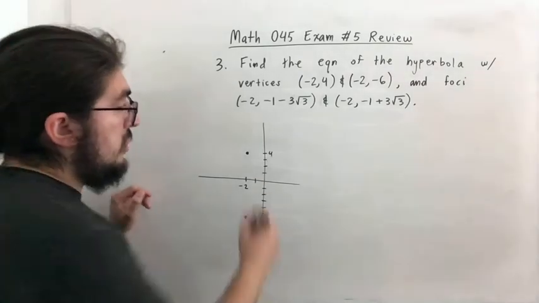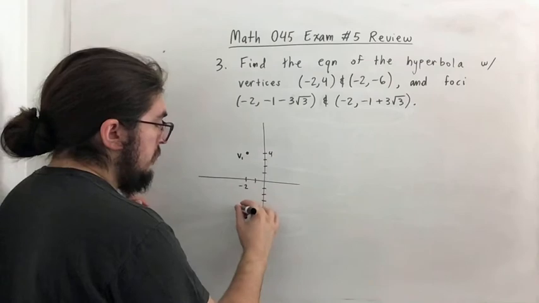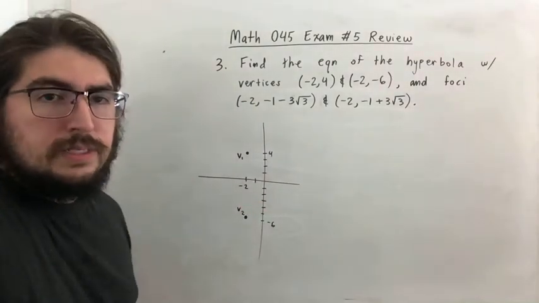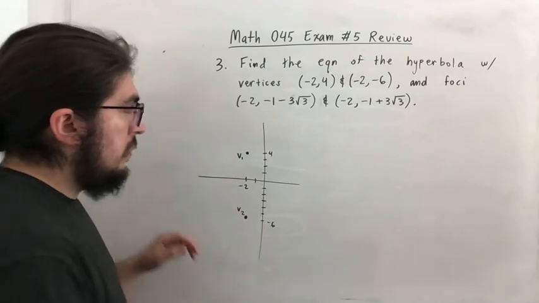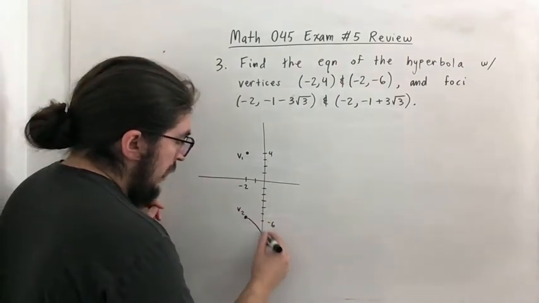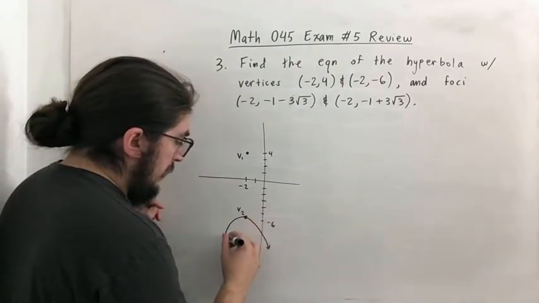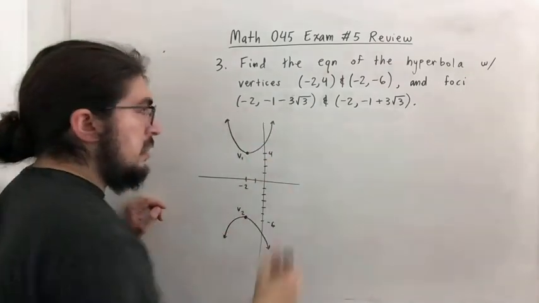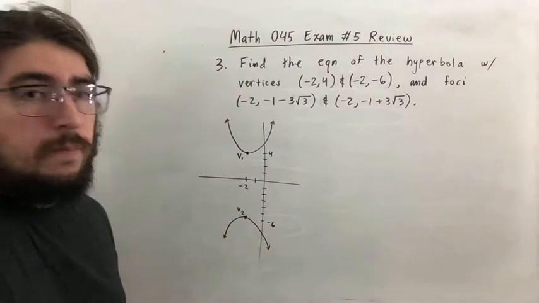So these are the vertices. I'll call these V1 and V2. Doesn't matter what you call them, as long as they're each Vs. I'm just distinguishing between the two of them. So we have opposite facing parabolas, basically. That's what a hyperbola is. Opposite facing parabolas, you have vertices and you have some foci, and you have a center as well.